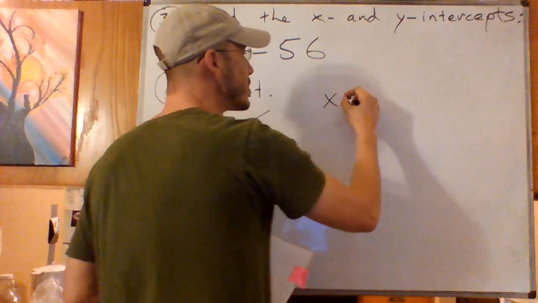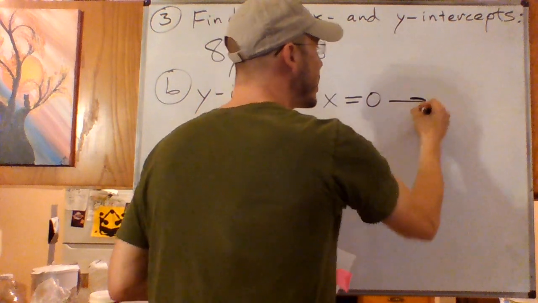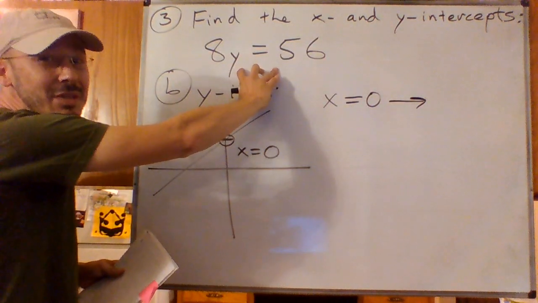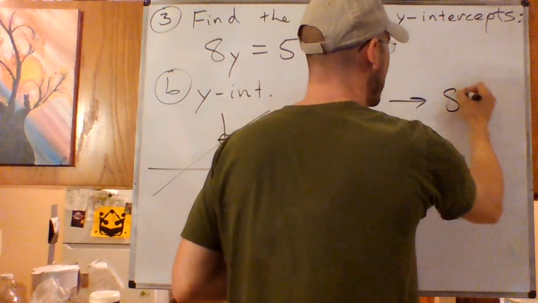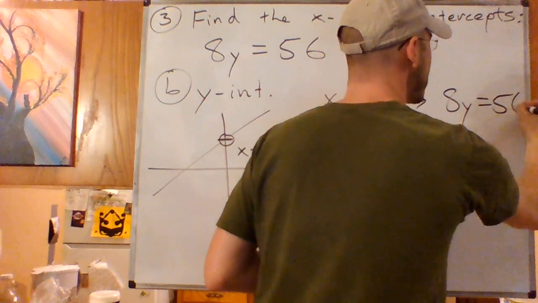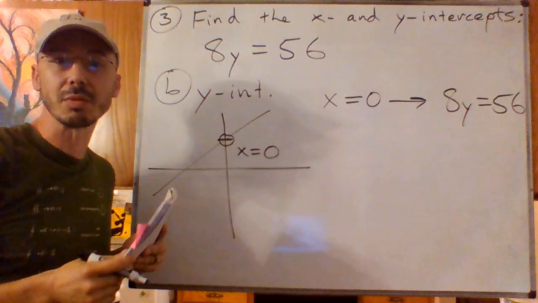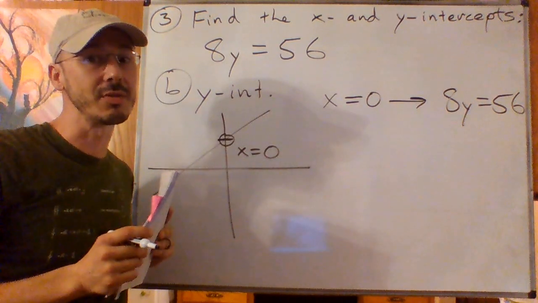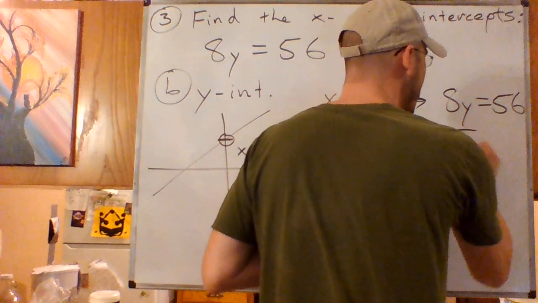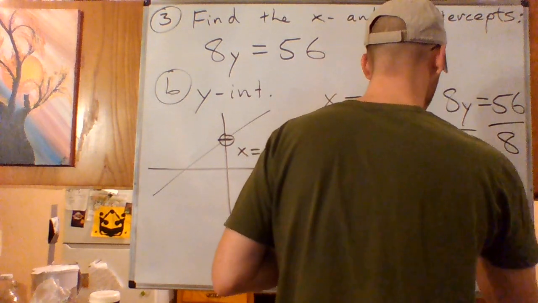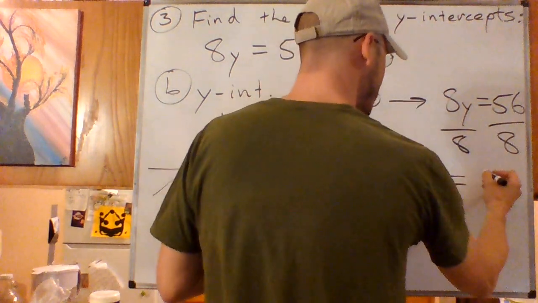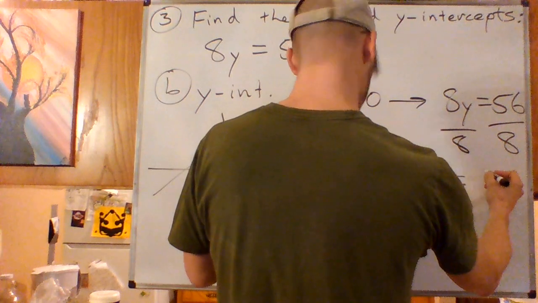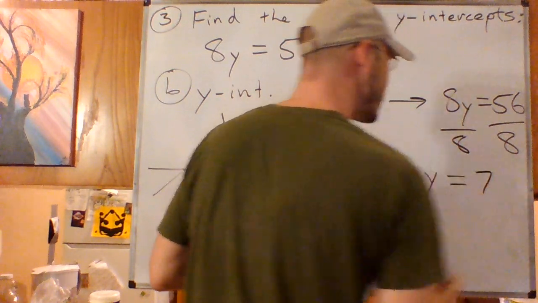And in this equation, x equals 0 doesn't really mean very much. It means 8y equals 56. There's no x to plug in. But this one I can solve for y. If I divide both sides by 8, I get y equals 7.